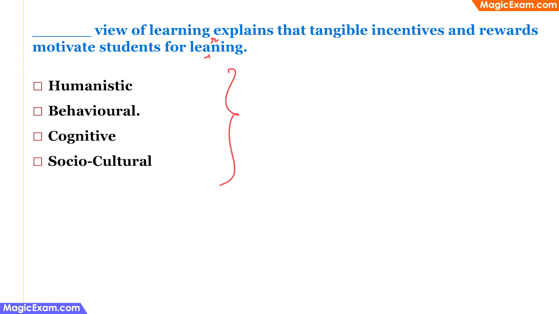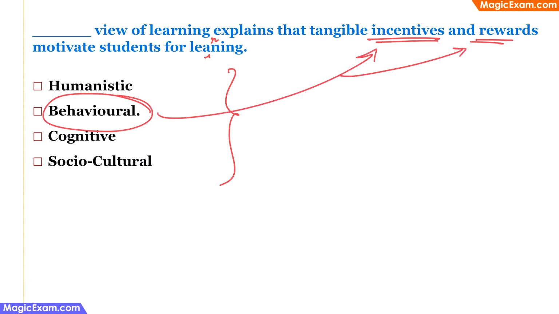Which of the following views of learning explains that tangible incentives and rewards will motivate students for learning? Now, if you are giving some incentives or rewards for students, for example, if you tell them that if you are able to solve this problem, I will give you a chocolate. Or if you are giving them some other incentive, then what you are trying to do is you are trying to control their behavior through these incentives and through these rewards.